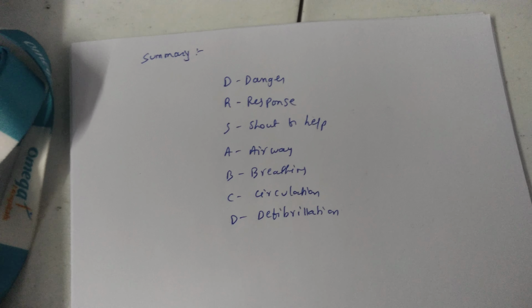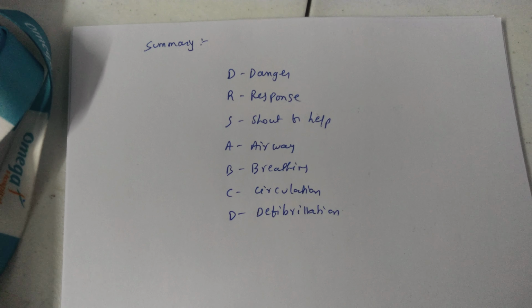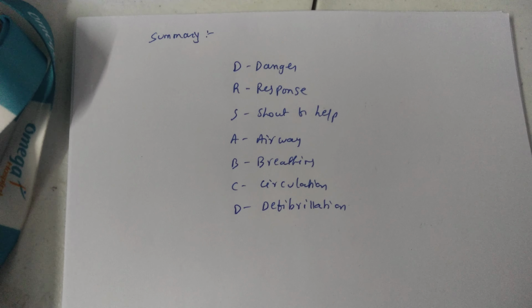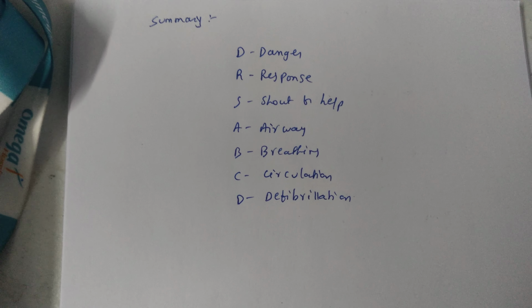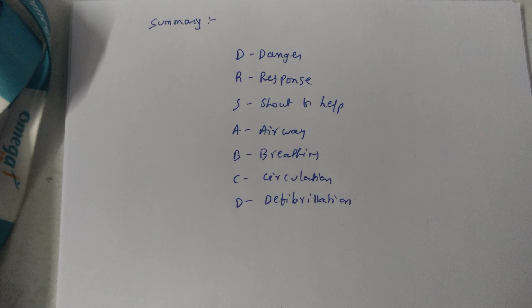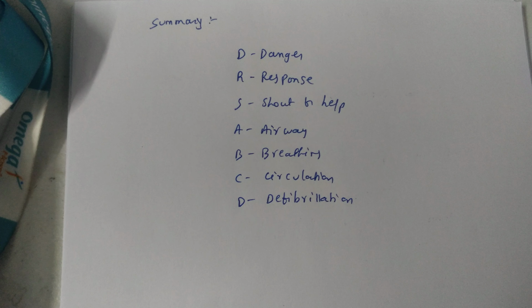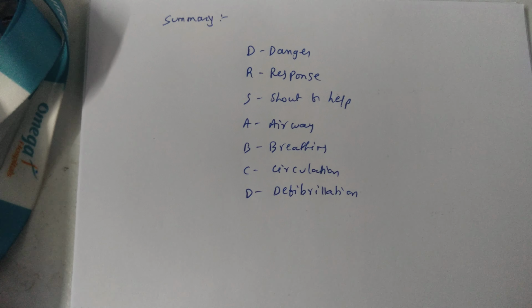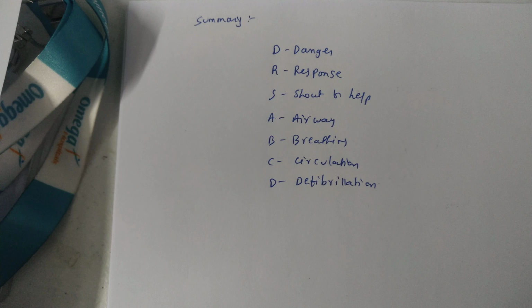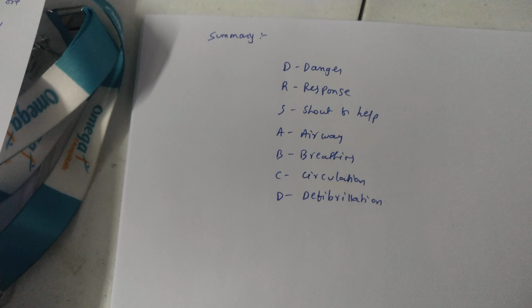Summary of CPR. When we find an unconscious patient, we will check for response. If the patient does not respond, we will check the Doctor's ABC. D stands for danger. R stands for response. S stands for shouting for help. A stands for airway. B stands for breathing. C stands for circulation. D stands for defibrillation.